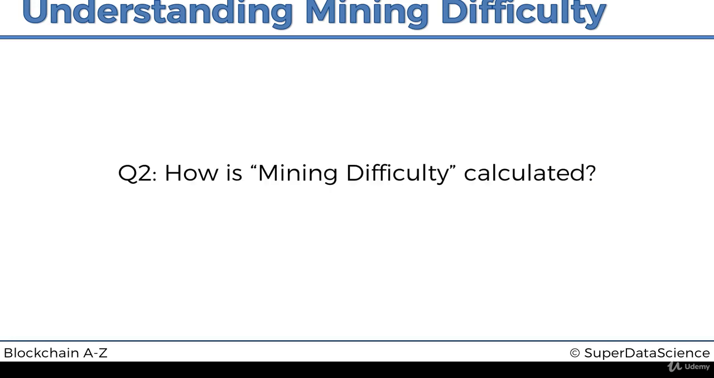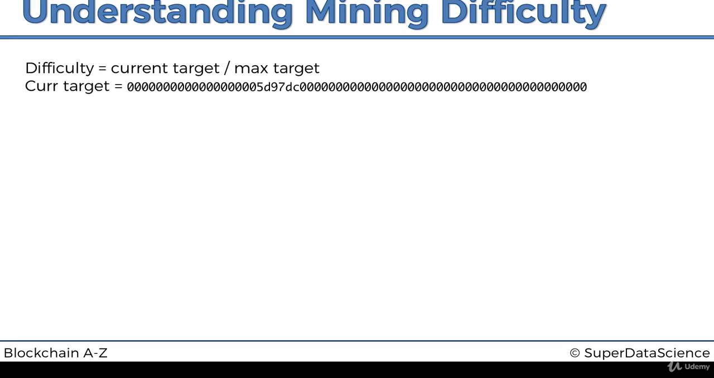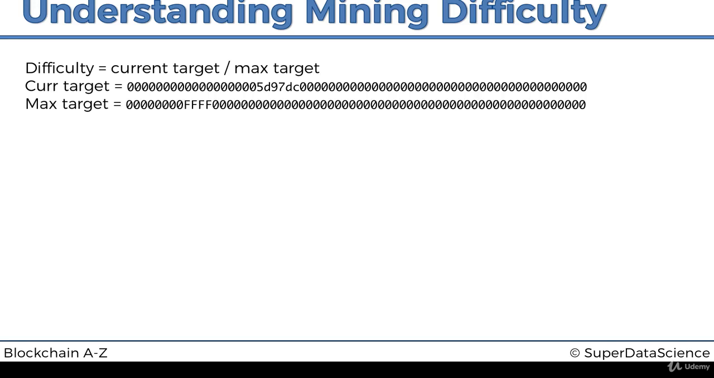How is mining difficulty calculated, and how is it adjusted? So let's have a look. Mining difficulty, the definition, is the current target divided by the max target. We know the current target, that's our current target, and the max target is this, and we'll get to that in a second. So first, I wanted to make a comment.